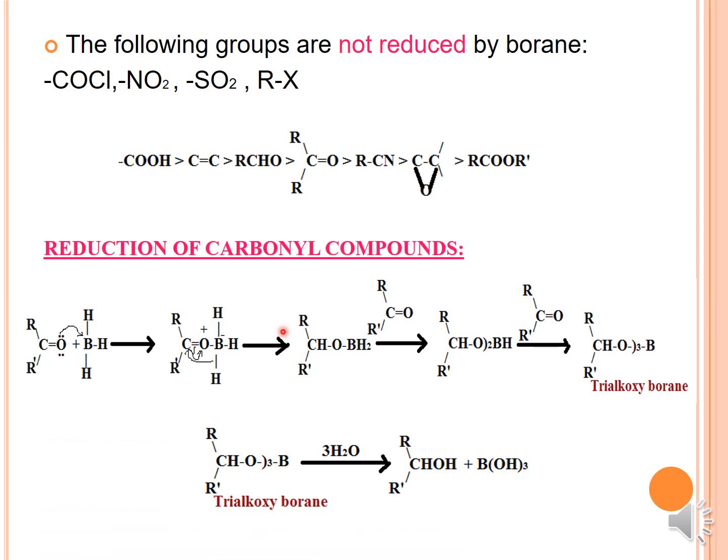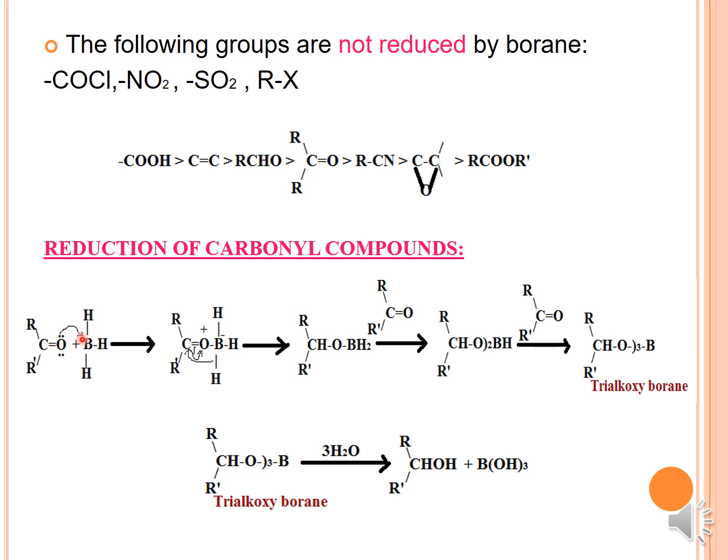Then if you move on to the reduction of the carbonyl compounds, if we are taking the ketone, that is one of your carbonyl compounds, with BH3, that is borane, the oxygen in the carbonyl compound, which has a lone pair of electrons, will go and attack the boron atom.